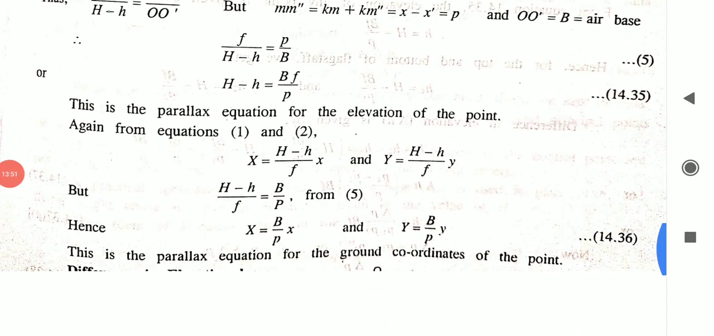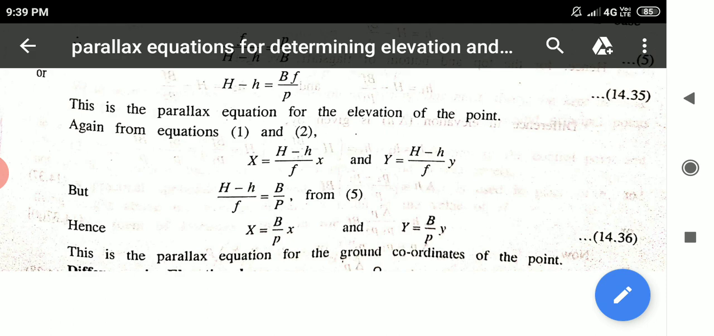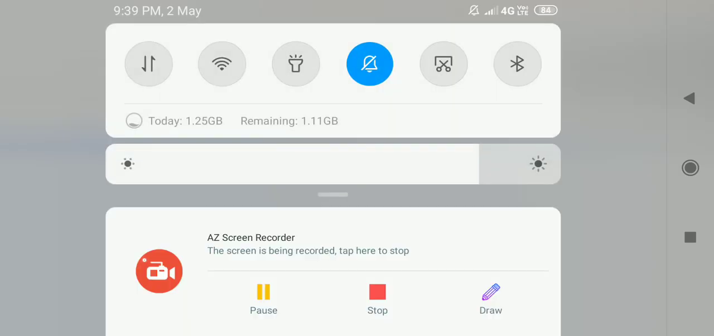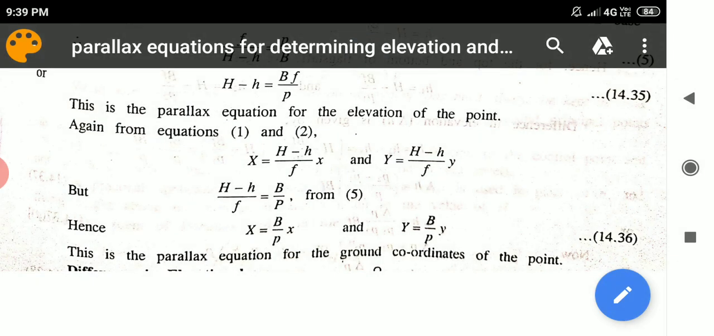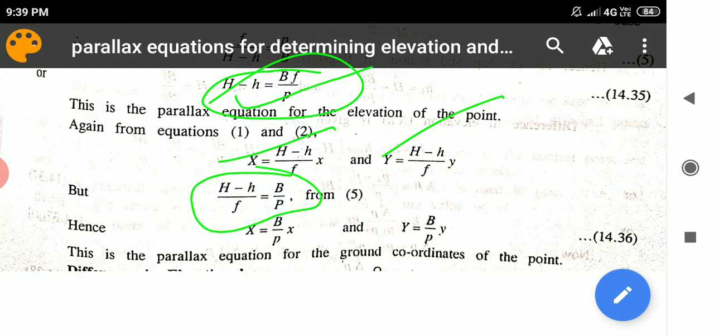By solving 1 and 2, what did we get? The X value. By solving 1 and 2 and putting in this expression, we will get the X and Y value. So it is BF divided by p, and after simplification it comes like this.